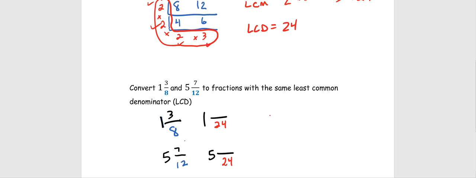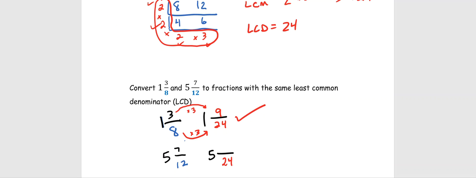Now, if this is beginning to look familiar to you, that's a good sign. If not, then I will walk you through from here. At this point, we just need to know what we would multiply this denominator of 8 by to get us to 24. And we should know that 8 times 3 is 24. So we're going to take that same number and multiply our numerator by it. So if 8 times 3 is 24, then 3 times 3 is going to give us 9. So 1 and 3/8 converts to 1 and 9/24.